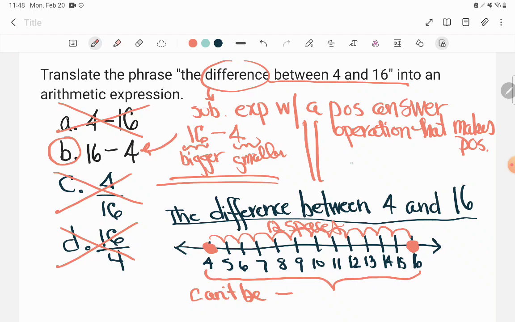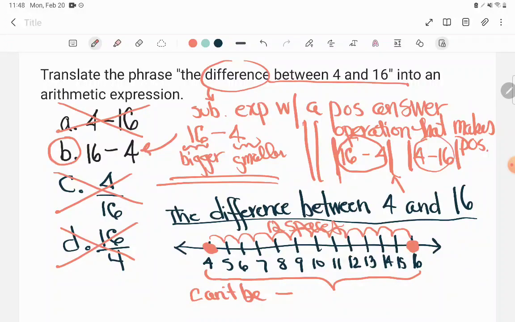Because I could really actually subtract in any order I wanted, 16 minus 4, or 4 minus 16, if I have an operation that makes everything positive. And I do. It's those absolute value bars. And so I could enclose 16 minus 4 or 4 minus 16 in this absolute value. And that would mean whatever answer you get when you subtract, make it positive. That's literally what absolute value bars mean. So this says a subtraction expression that's positive.